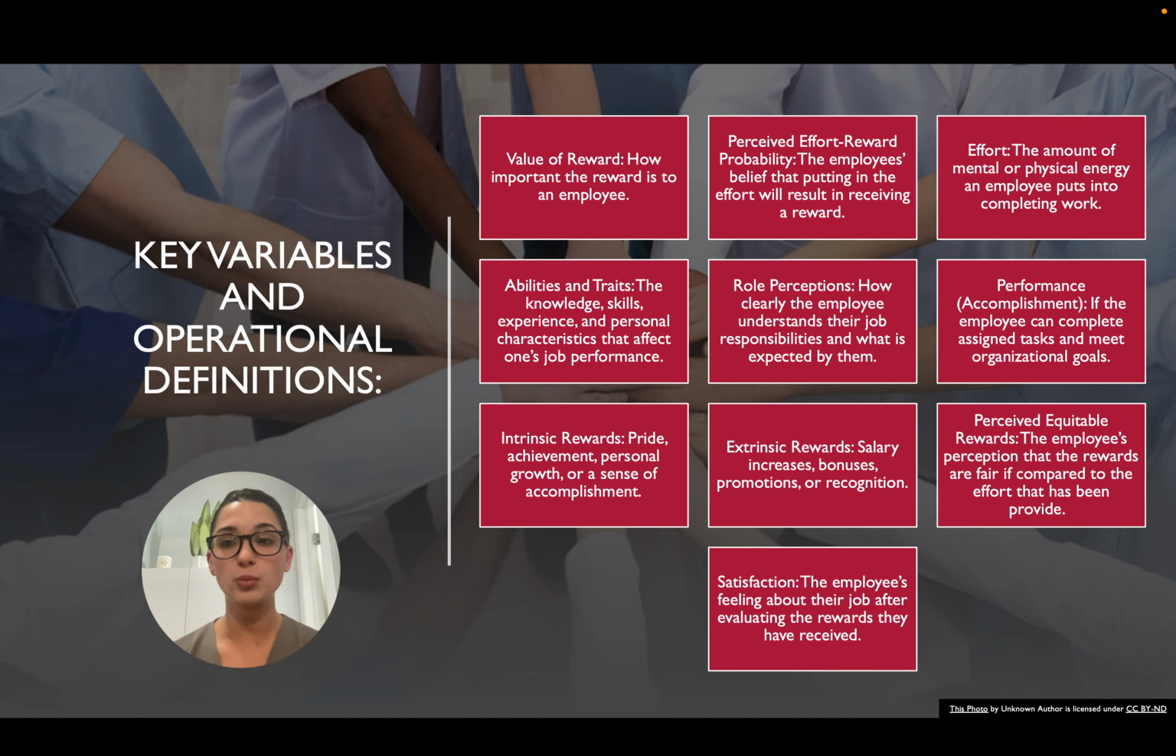But after employees perform well, they can receive two types of rewards. The first is intrinsic rewards, which are internal rewards like feeling proud of their work, accomplishing a goal, or growing professionally. The second is extrinsic rewards, which are external rewards like a raise, bonus, promotion, or recognition from their supervisor. Finally, employees ask themselves if the rewards they receive were fair based on the work that they put in. If they believe the rewards were fair, they are more likely to feel satisfied with their job.